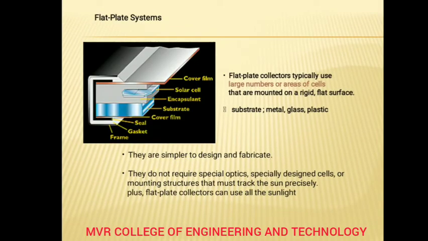There is a cover film, solar cell, and substrate, cover film, seal, gasket, frame. So these are all flat plate collectors, typically used for a large area of cells. In order to place a large area of cells, these flat plate systems are designed. The substrates are metal, glass and plastic, and they are very simple to design and fabricate. They do not require special optics and specially designed cells for mounting structures that must track the sun precisely. Flat plate collectors can use all the sunlight.